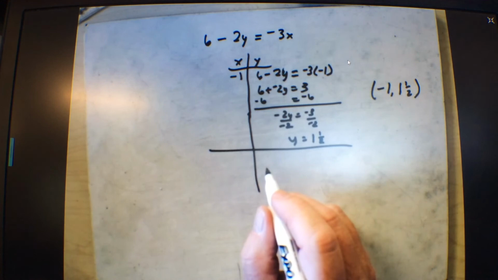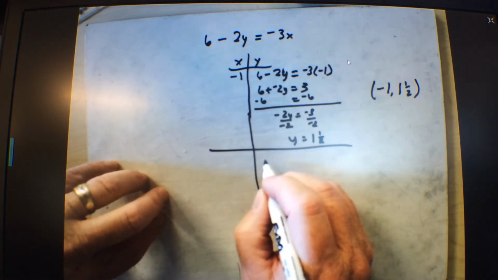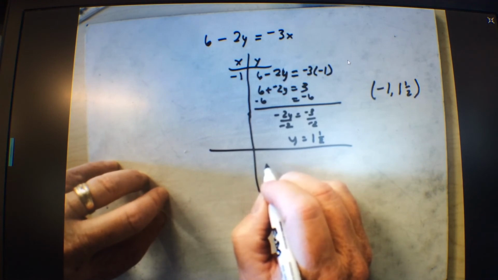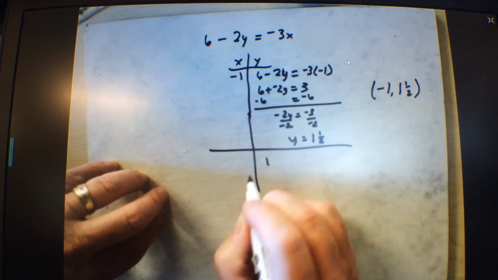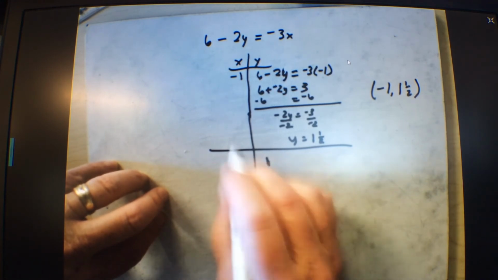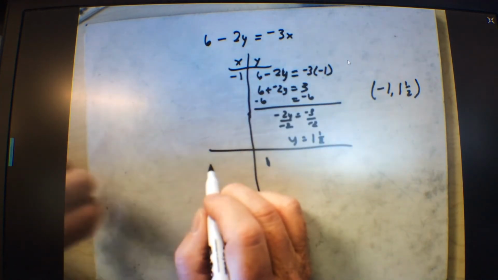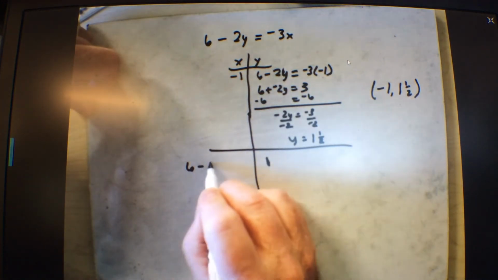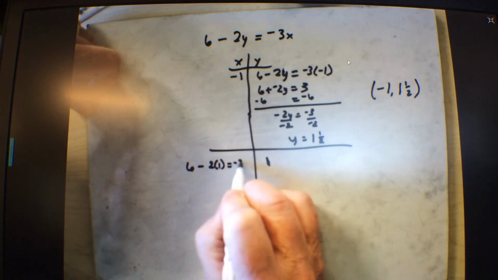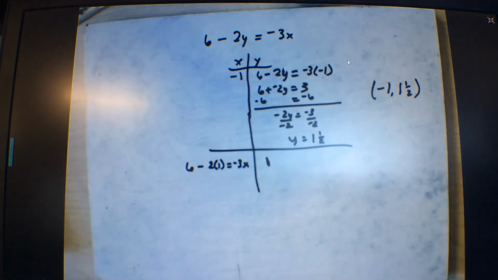You can put them all in for x, you can put them all in for y, or you can change them off. I'm going to put in 1 for y. Notice I put it in the y column, and I do the work over in the x column. So I go 6 minus 2 times 1 equals -3x. Does everybody understand what I just did?